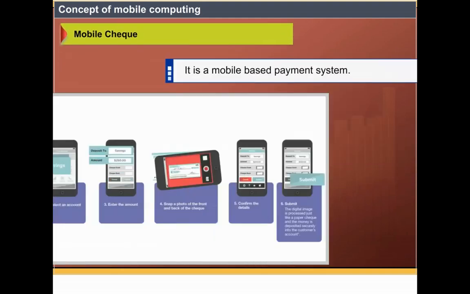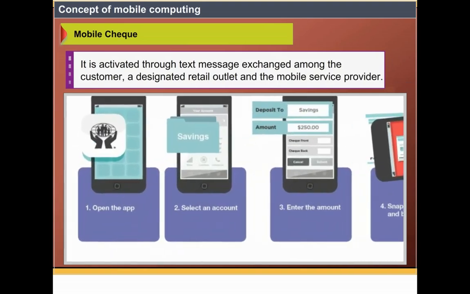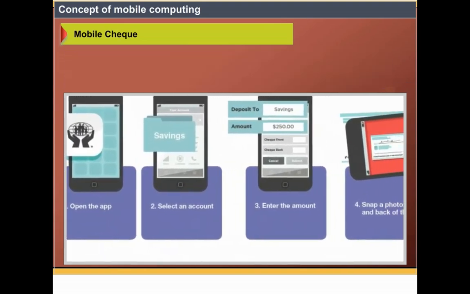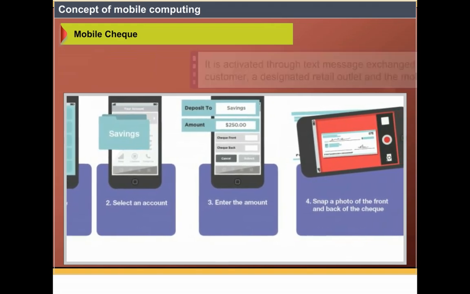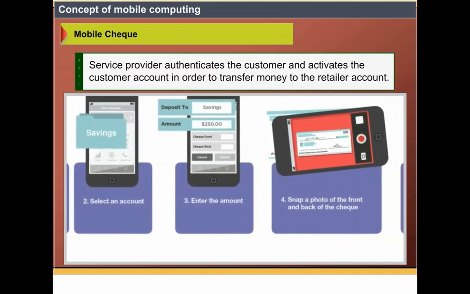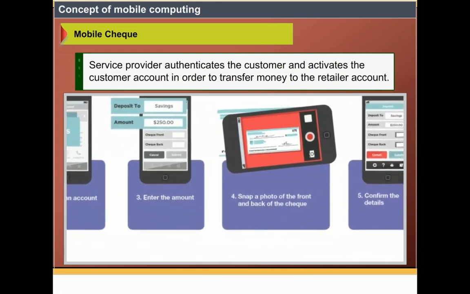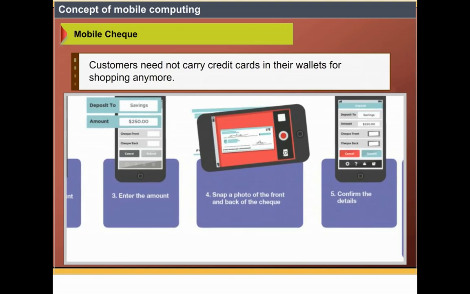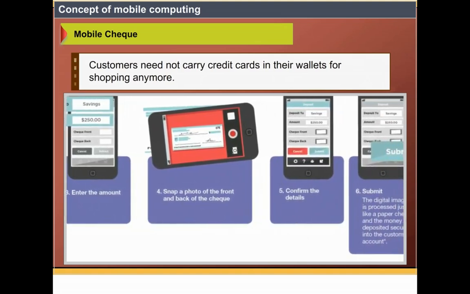Mobile check. Mobile-based payment system. Activated through text message exchanges between the customer, a designated retail outlet, and the mobile service provider. Service provider authenticates the customer and activates the customer account to transfer money to the retailer account. Customers need not carry credit cards in their wallets for shopping anymore.